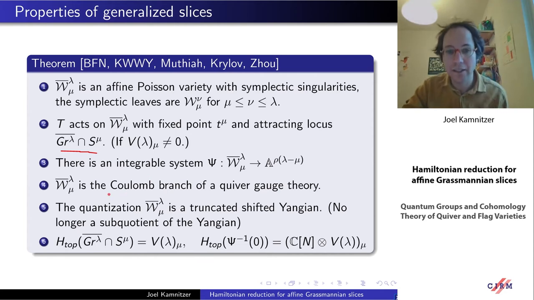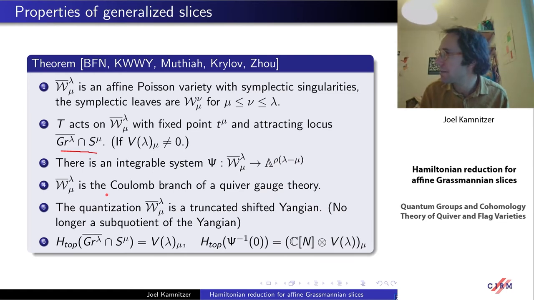and it's still the Coulomb branch of an equivariant gauge theory. So it's another way you could have just defined it, to be that Coulomb branch. And the quantization of this generalized affine Grassmannian slice is still a truncated shifted Yangian. But it's no longer a subquotient of the Yangian.